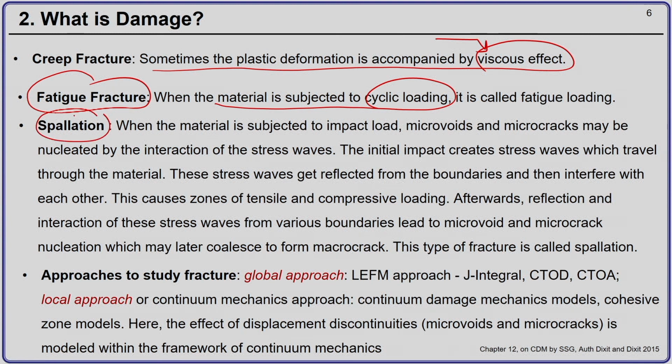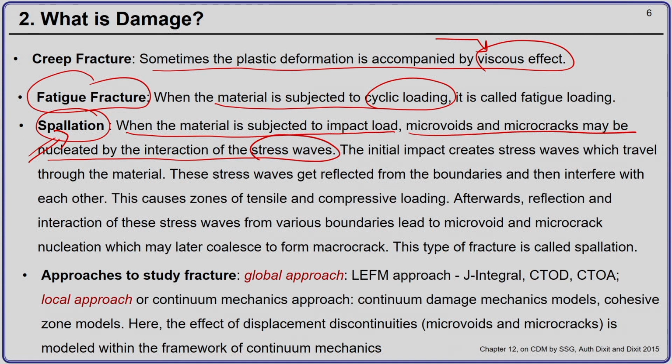Finally, spallation is when the material is subjected to impact load, and micro voids and micro cracks may be nucleated by the interaction of stress waves. So, in spallation the material is subjected to dynamic loading, and because of the dynamic loading stress waves are generated inside the body, and these stress waves go back and forth inside the body. They are reflected from the free surfaces and the surfaces where they are held as tensile or compressive waves, and when these waves interact with each other, they lead to the creation of micro voids and micro cracks.